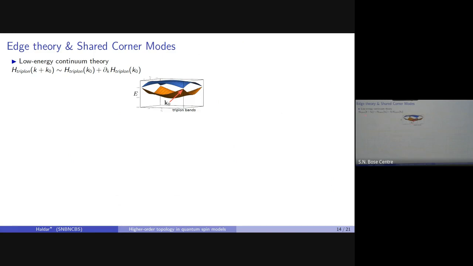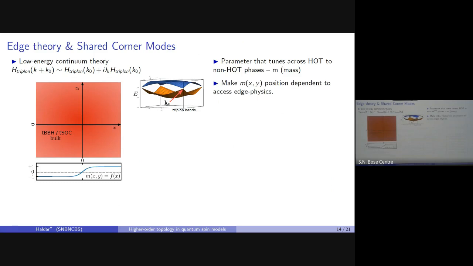If you expand your full Floquet Hamiltonian to first order about this k0, you will come up with an effective Hamiltonian where you can identify a parameter which looks like a mass term. This mass term's sign can control whether that effective Hamiltonian is topological or not. We can use this mass term and by hand add a modulation to it. For example, along the x direction, if the mass term changes sign like this, this is a very quick and dirty way of introducing an edge in your analytic problem.